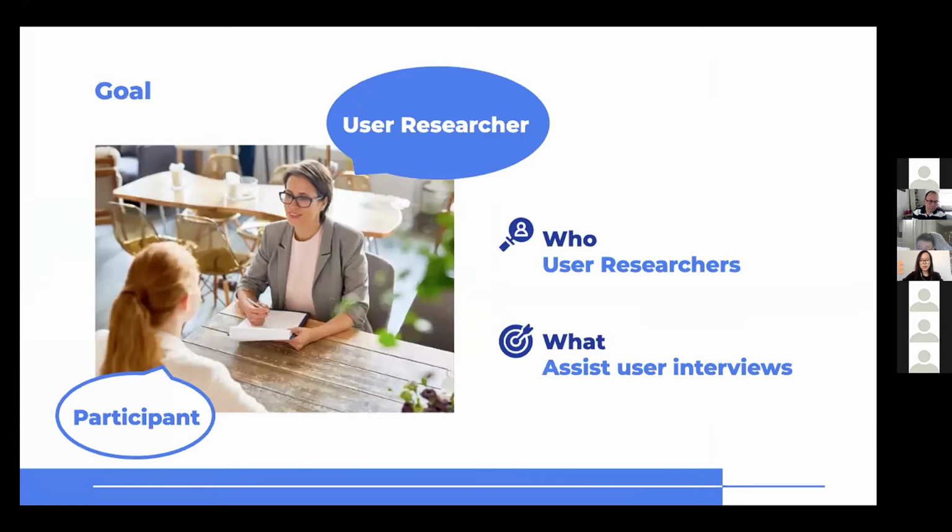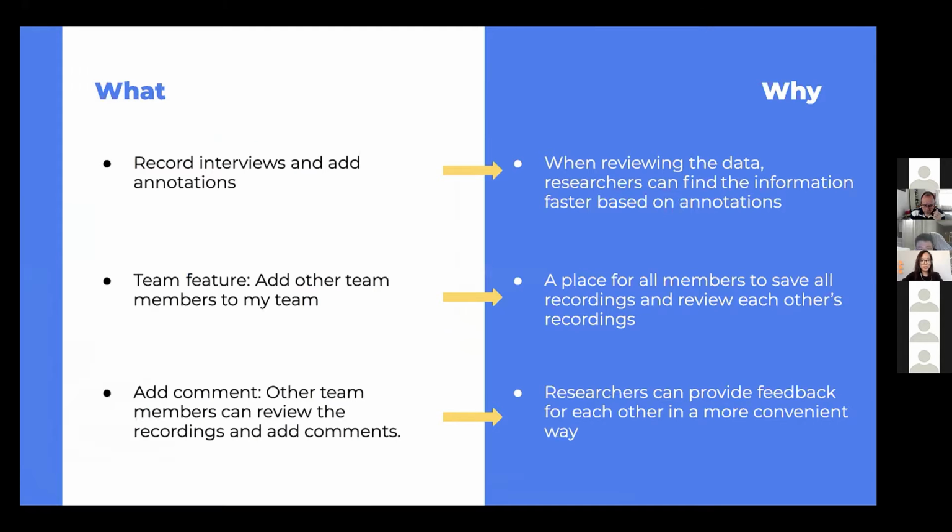So as a user researcher, I often need to conduct interviews with participants. Interviews help us understand what participants need and want. Our app, InterviewLog, is to help user researchers along the process. We have three main features. The first is to record interviews and add annotations. When organizing the data, sometimes we want to find a quote from a participant. Adding annotations to the recording will help us find the information we need faster.